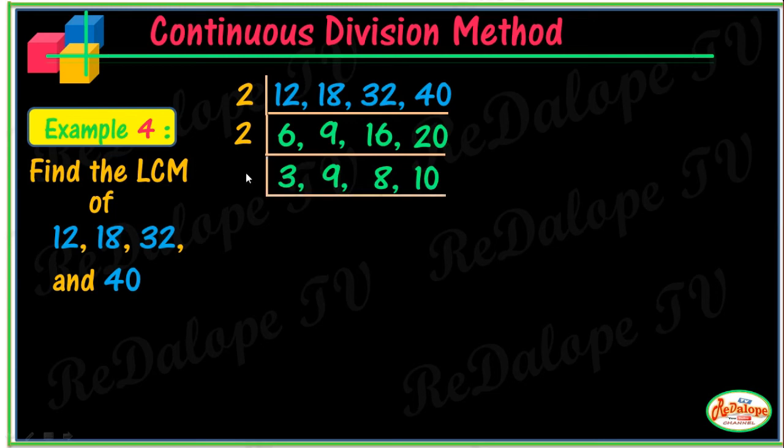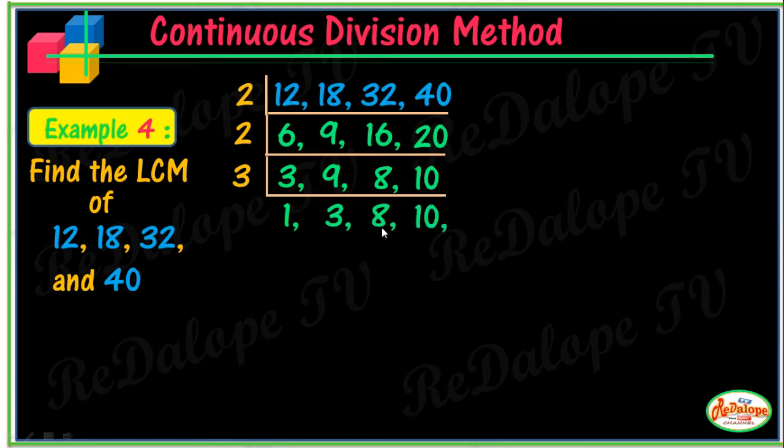So, we'll divide this by 3. 3 divided by 3, so that is 1. 9 divided by 3, so that is exactly 3. 8 cannot be divided by 3, so bring it down here. 10 again cannot be divided by 3, so bring it down here.